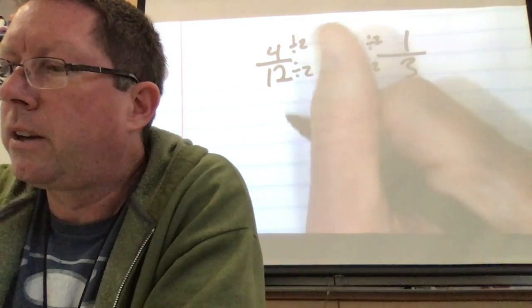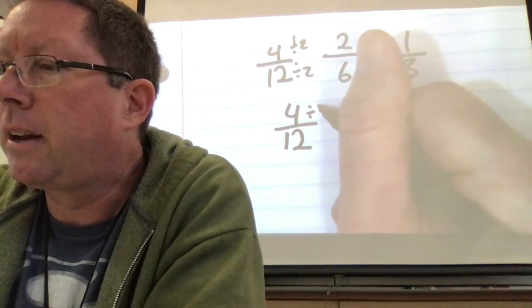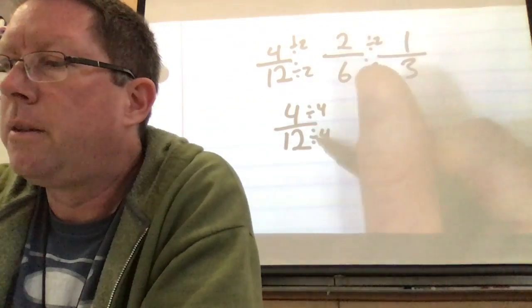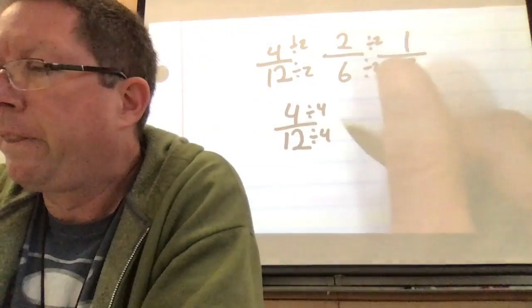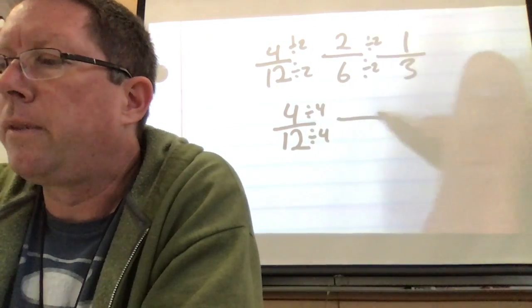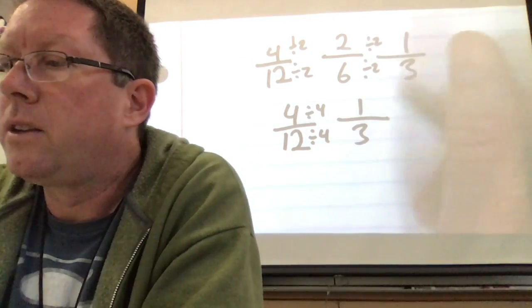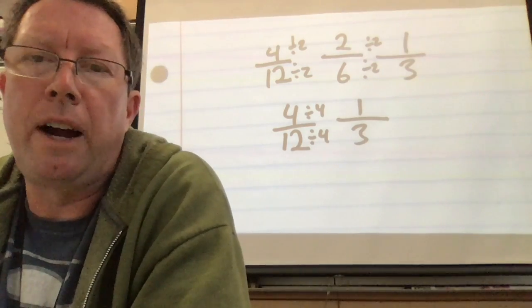Now I could have done it in one step if I picked a bigger number like a 4, because I know a 4 will work, because a 4 and a 12 are multiples of 4. So 4 divided by 4 is 1. 12 divided by 4 is 3. Same fraction, got it in one step. So that's how you reduce fractions.